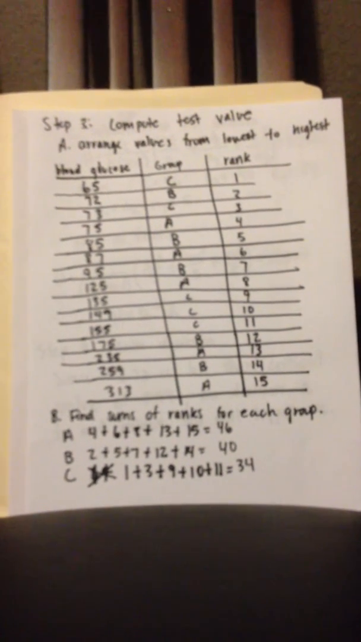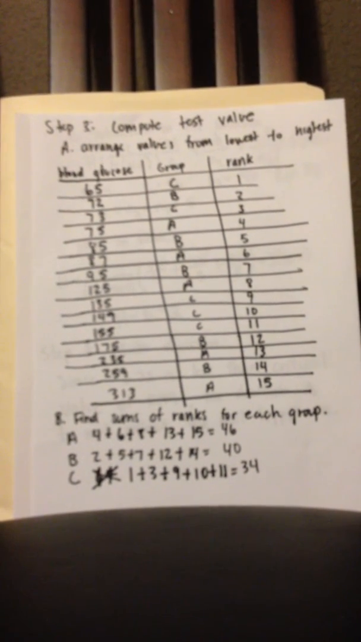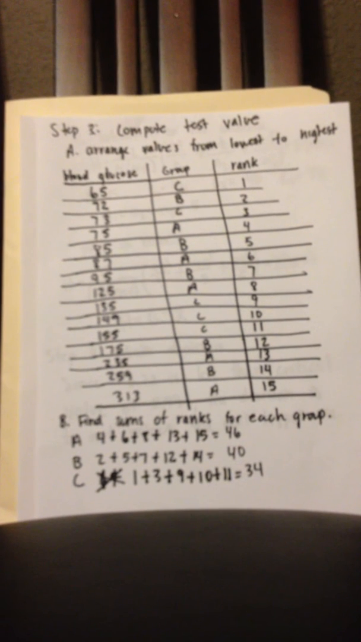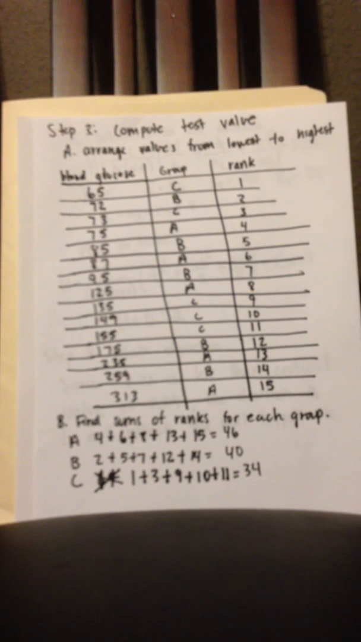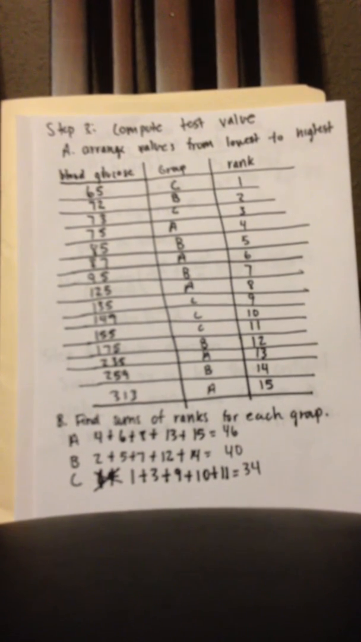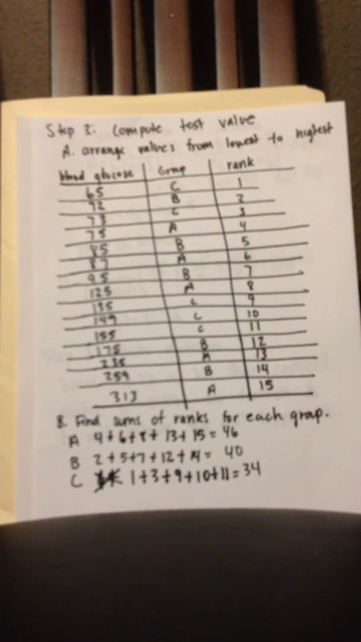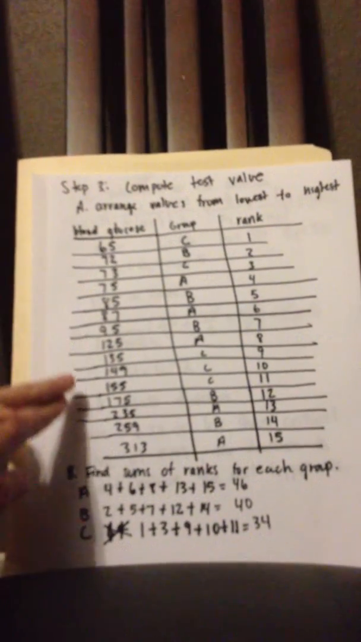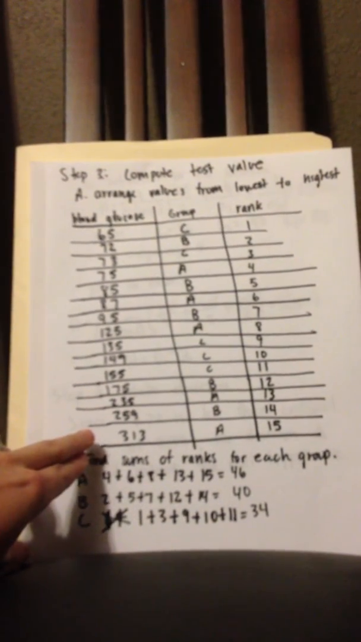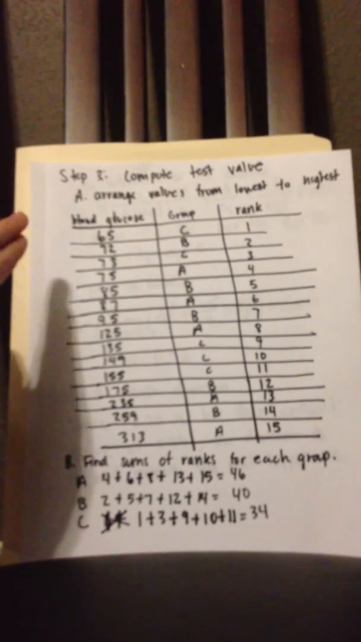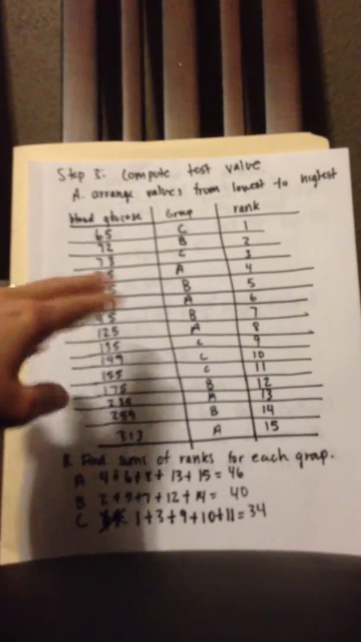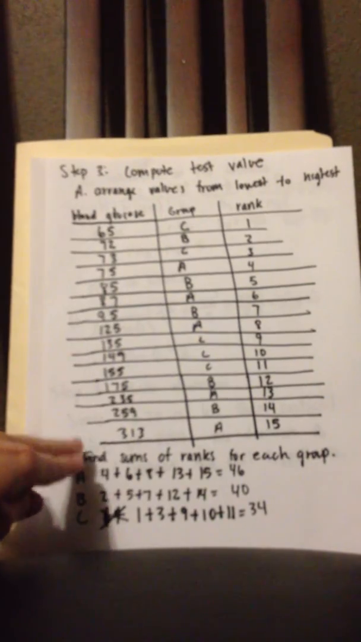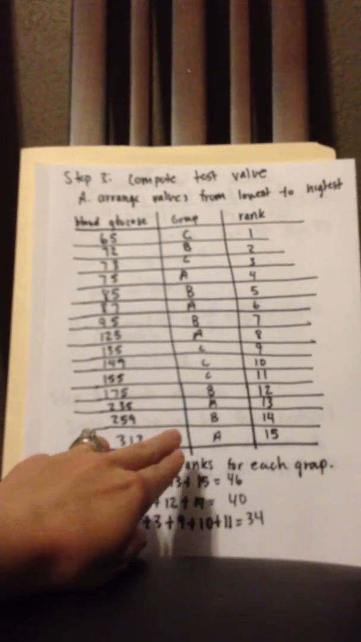Step 3. We have to compute the test value. The first step in computing the test value for a Kruskal-Wallis problem is you have to arrange the values from lowest to highest and rank them. So I went through here and I put all the values that we had in the problem, and I ranked them 1, 2, 3, 4 depending on where they fell and what group they were in. That's important in a Kruskal-Wallis test.